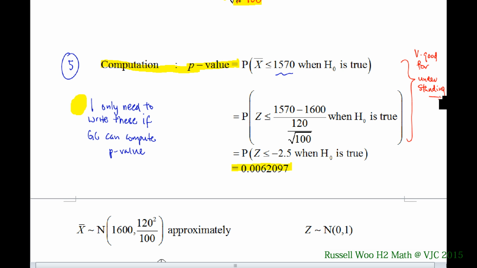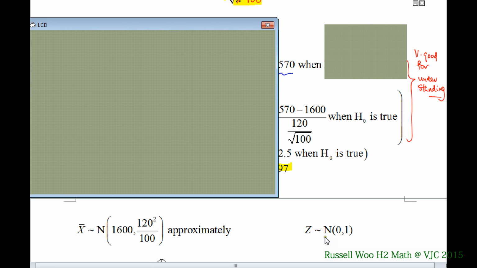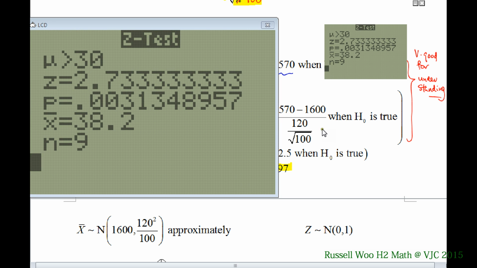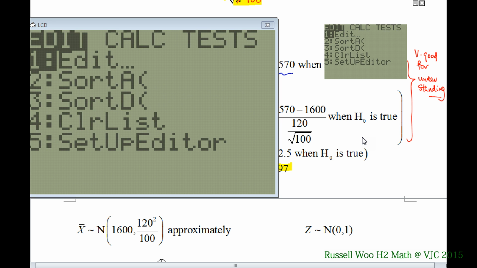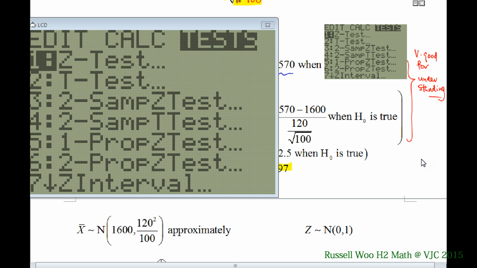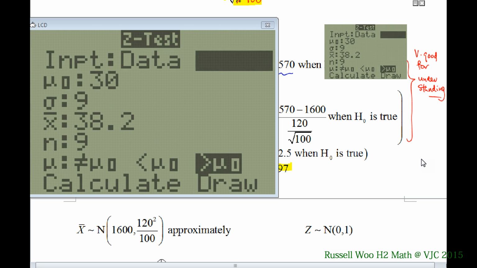Everyone take out your GC and follow me. First step, turn it on. Second step, press stat, and then you want to do a test. Scroll to the right, do a test, and then do a Z test. So far we do Z test. I'm not going to do anything else for now. Then you key in. In other questions, I will investigate how to use the other parts, but for now we use this part first.